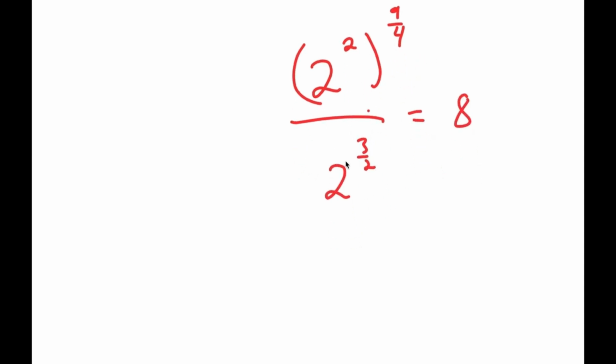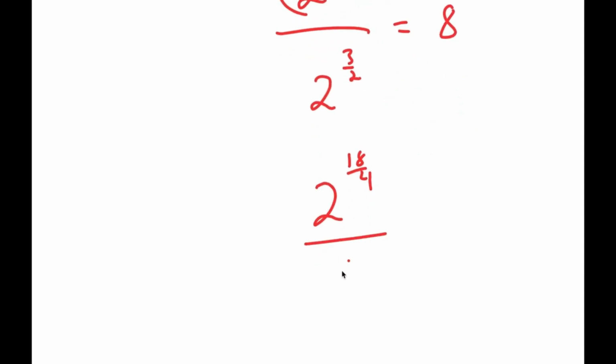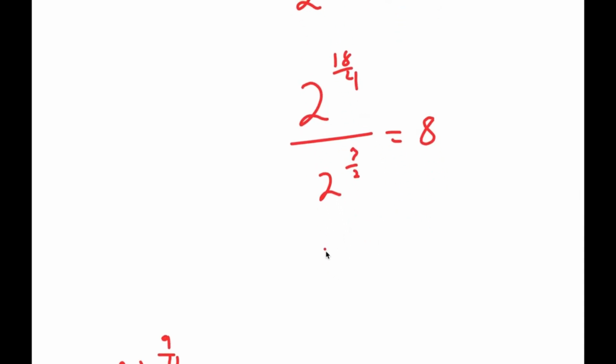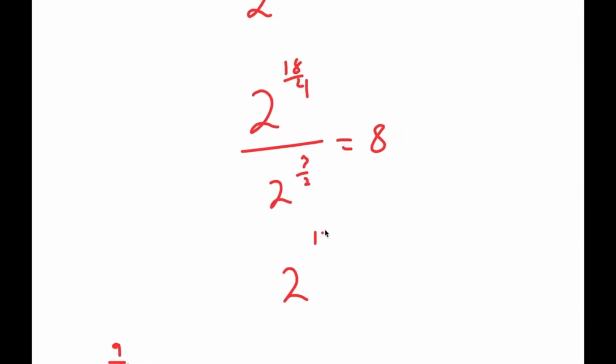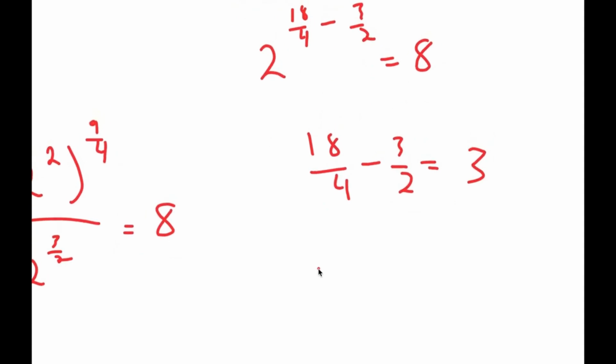Two times 9 over 4 is 18 over 4, so I get 2 to the power of 18 over 4 over 2 to the power of 3 over 2 is equal to 8. So now I get 2 to the power of 18 over 4 minus 3 over 2 is equal to 8. 18 over 4 minus 3 over 2 is equal to 3. So I get 2 to the power of 3 is equal to 8, and 8 is equal to 8. So this is right.